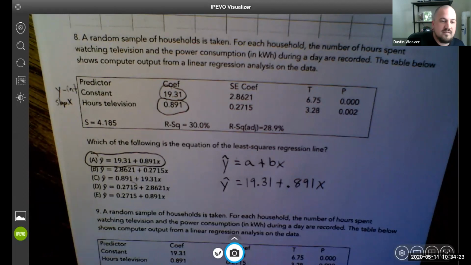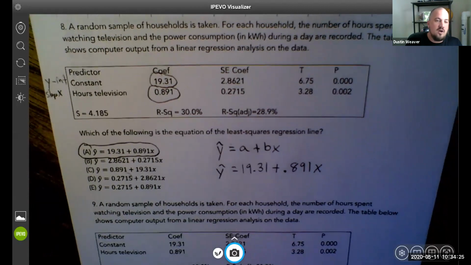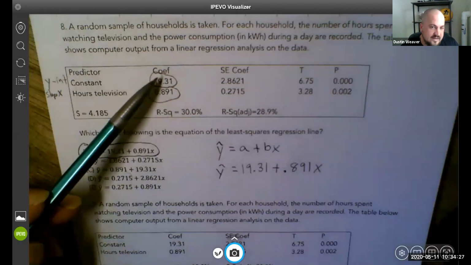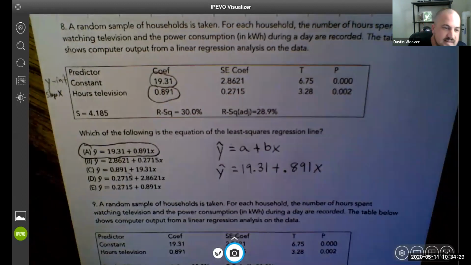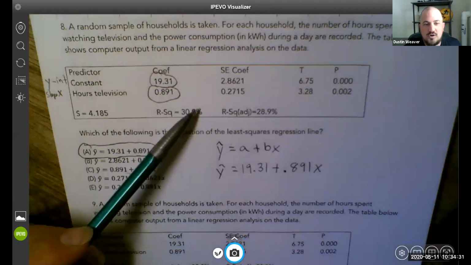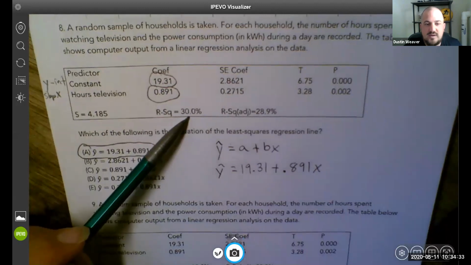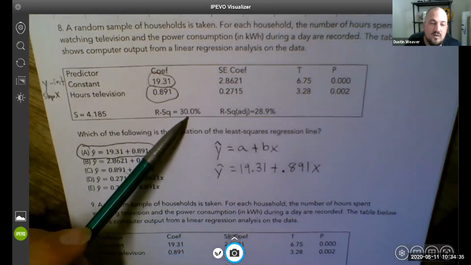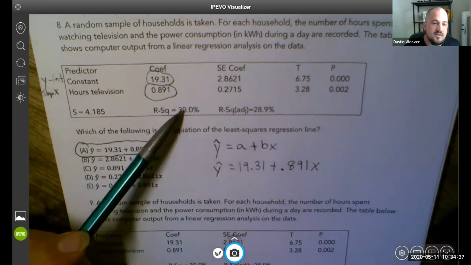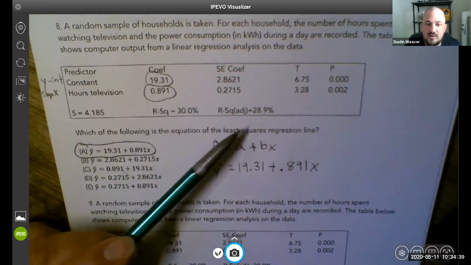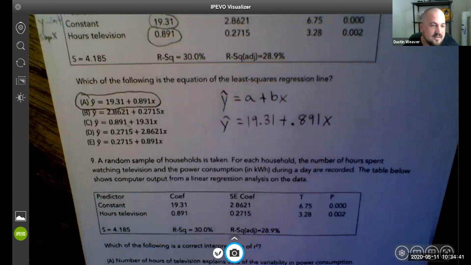All right, we'll move down. That's an easy one as long as you know what each thing stands for here. And that's the important part. You see the R squared is 0.30. So if they ask you for the R, the correlation, you could get that from here. You would always want to use the R squared, not the R squared adjusted.